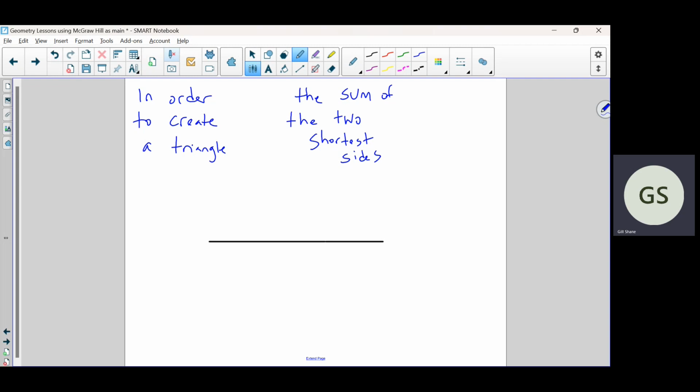The sum of the two shortest sides has to be greater than the longest side.